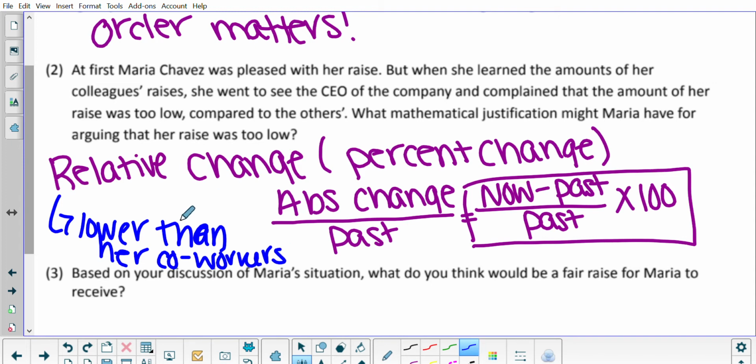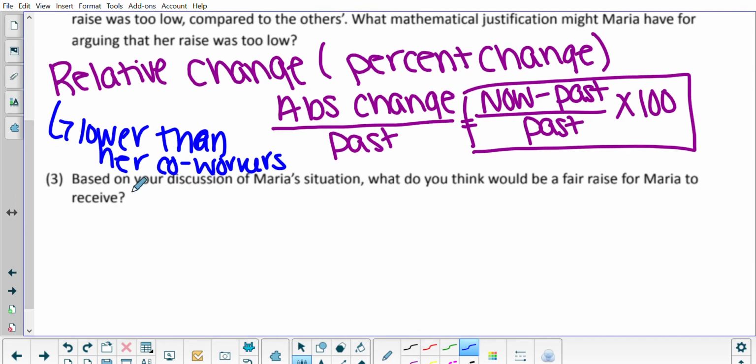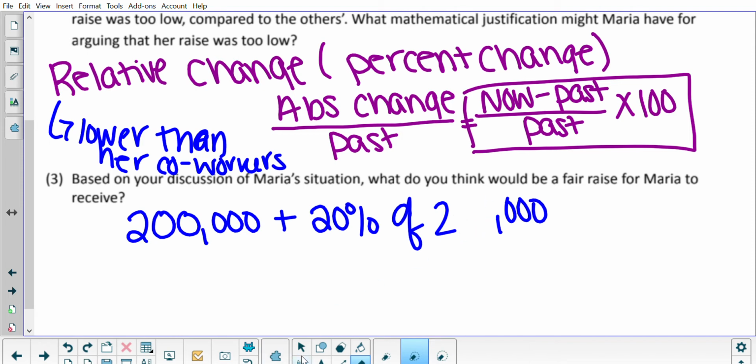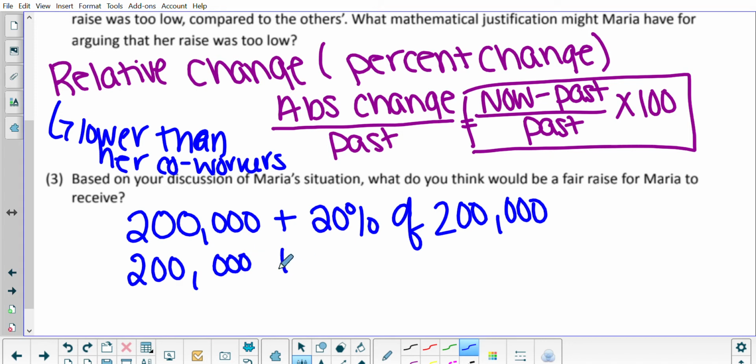Okay, so what you guys needed to do was take your past, okay, and we're going to add 20% of it, okay? So really I'm finding what's 20% of my 200,000, and then I'm going to add it to my 200,000, and that's what Maria should have received, okay? So this is 200,000 plus, and that's 0.2. I'm just showing you my steps.